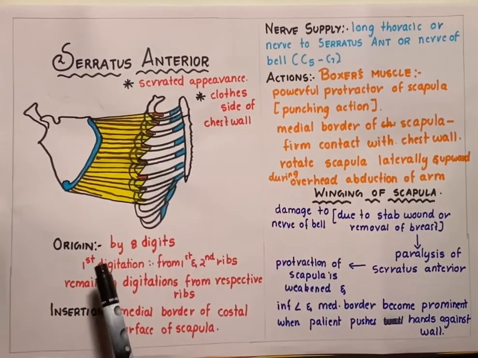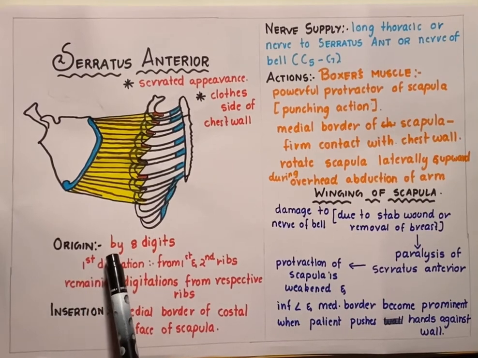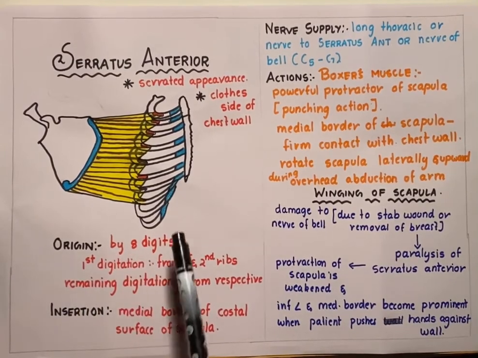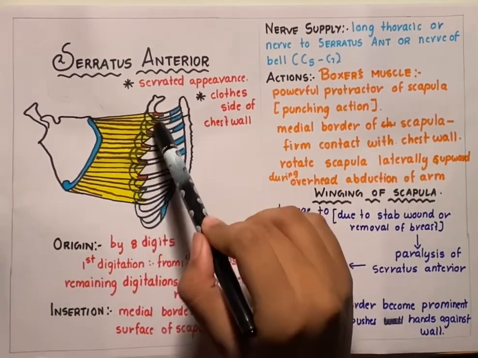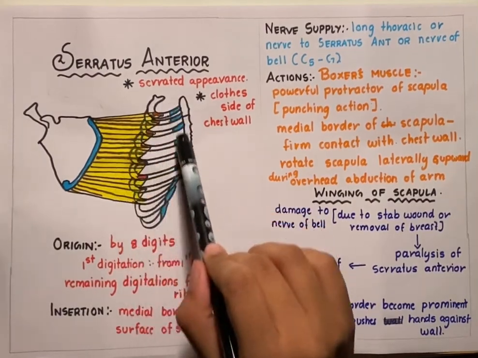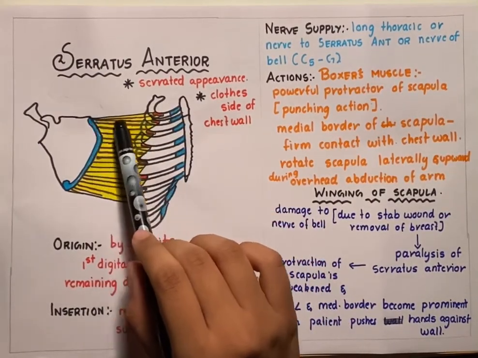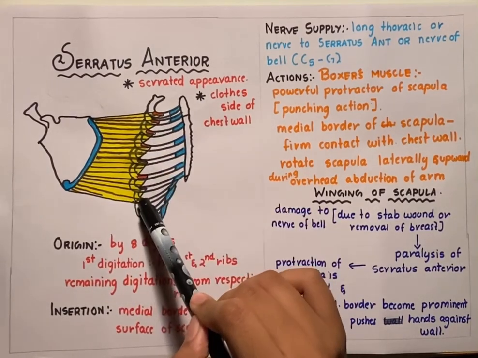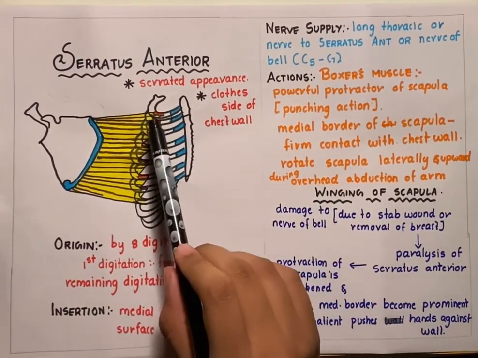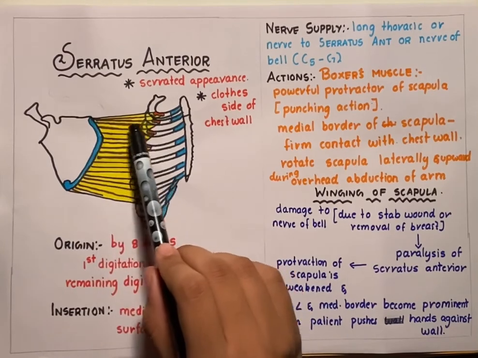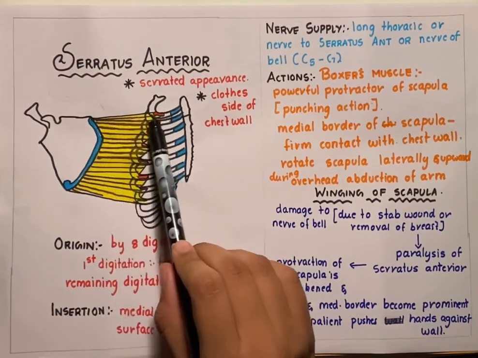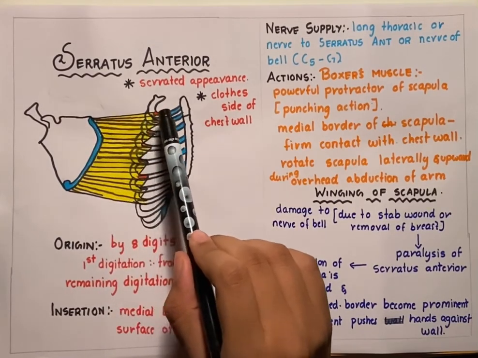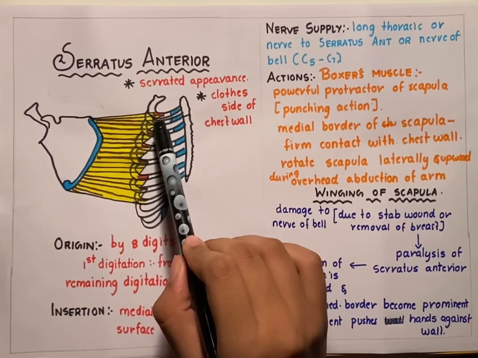The serratus anterior muscle originates by 8 digitations from the 1st to 8th ribs. As you can see in the diagram, the origin of the serratus anterior muscle is from the 1st to 8th ribs. The first digitation of the serratus anterior muscle arises from both the first and the second rib.